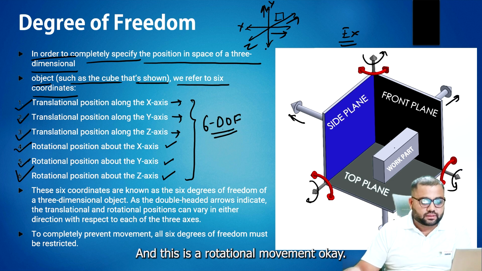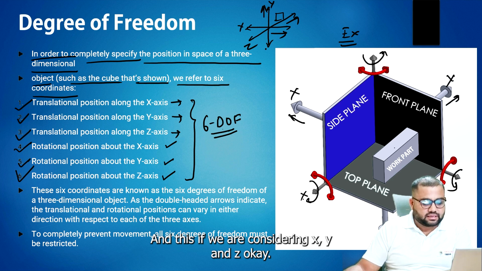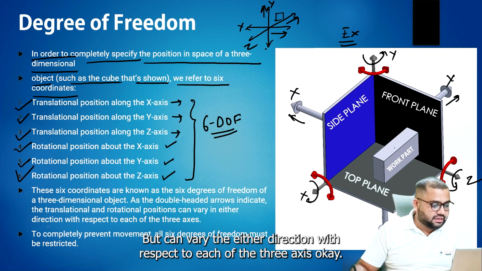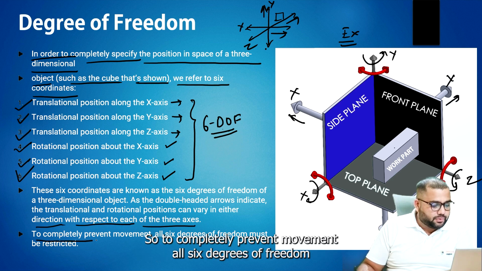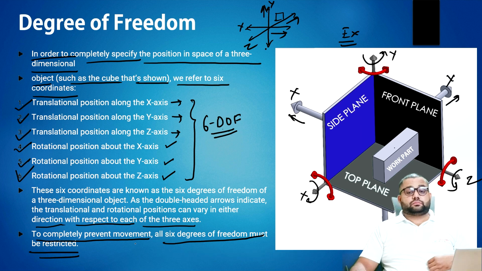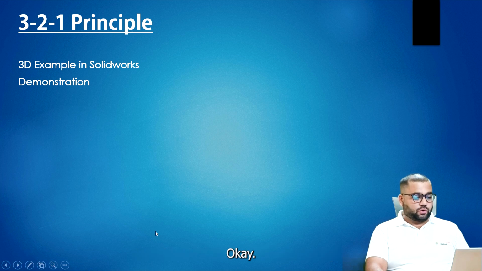So if we consider x, y, and z, 3 are rotational and 3 are translational movements, which can vary in either direction with respect to each of the 3 axes. To completely prevent movement, all 6 degrees of freedom must be restricted. This is very important, and we will see it in the SolidWorks example.